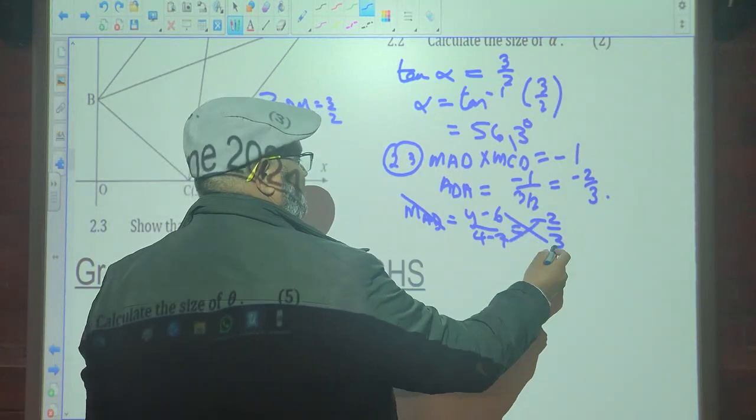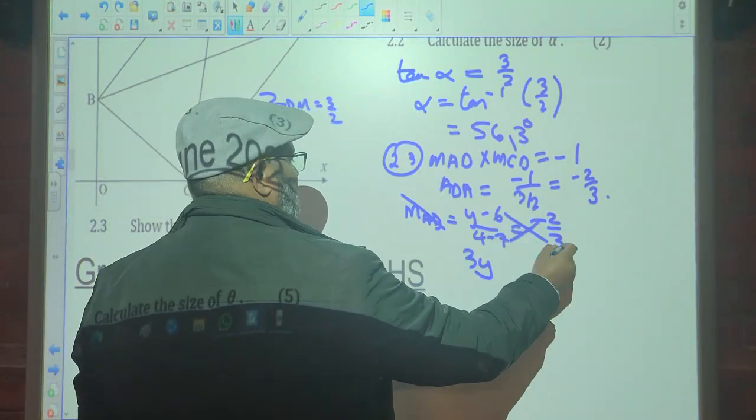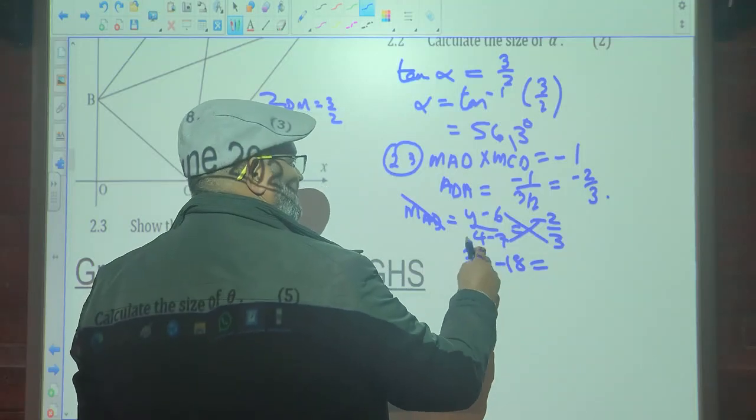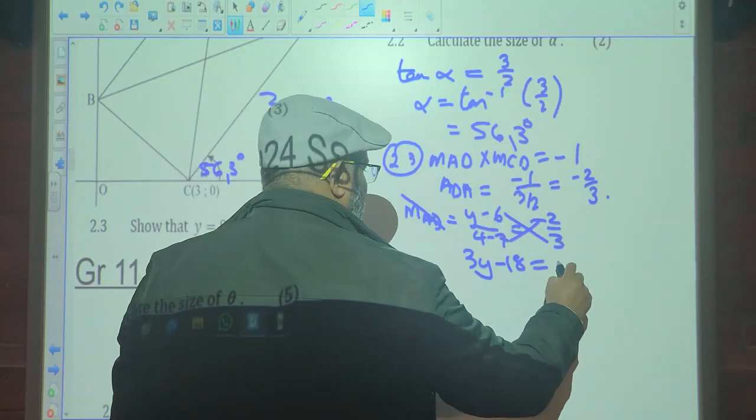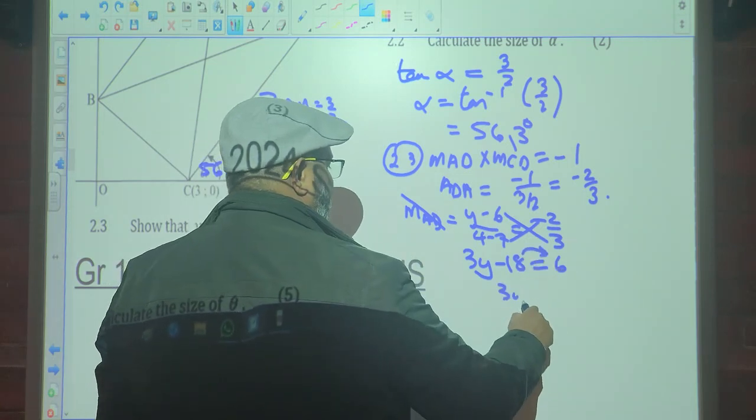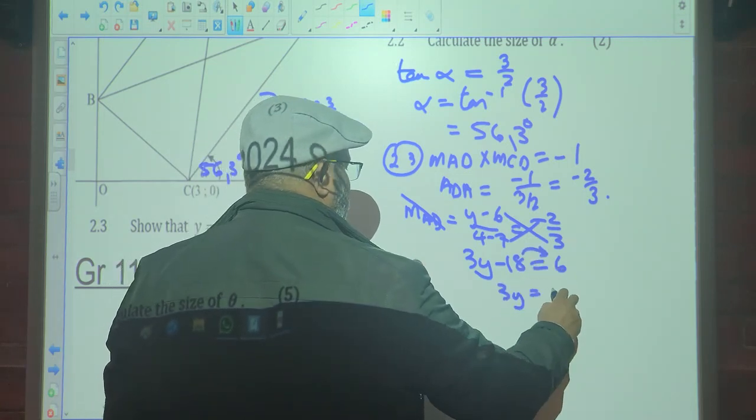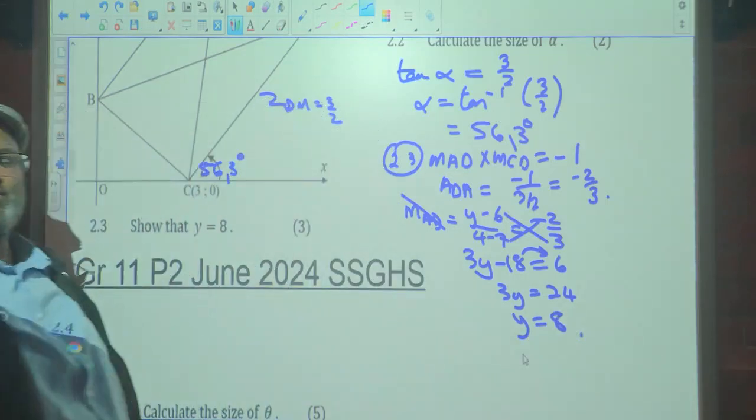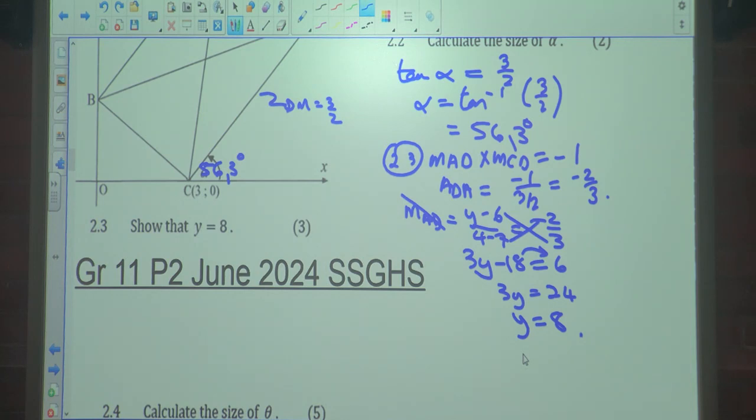So cross multiply. The 3 times y is 3y. 3 multiplied by -6 is -18. This is going to give you -3 times -2 is 6. Take that over the equal sign. So 3y is equal to 6 plus 18, which is 24. Divided by 3. So y is equal to 8. Okay. So y is equal to 8.